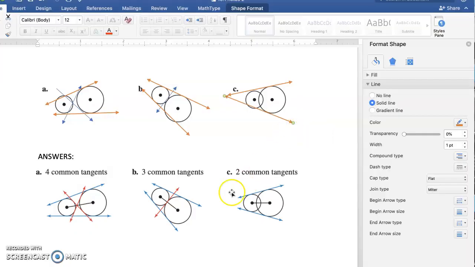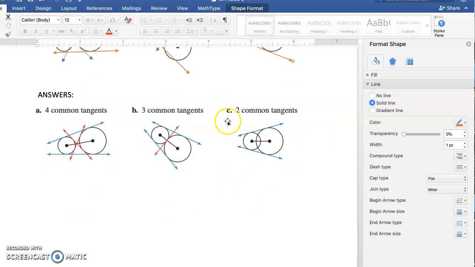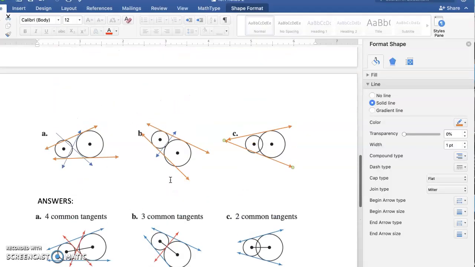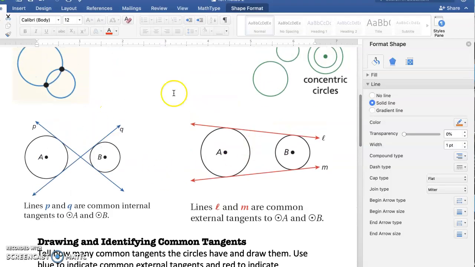So that's how your homework is going to go. I would really suggest using this as a reference point as well as the examples that I gave you. So good luck.